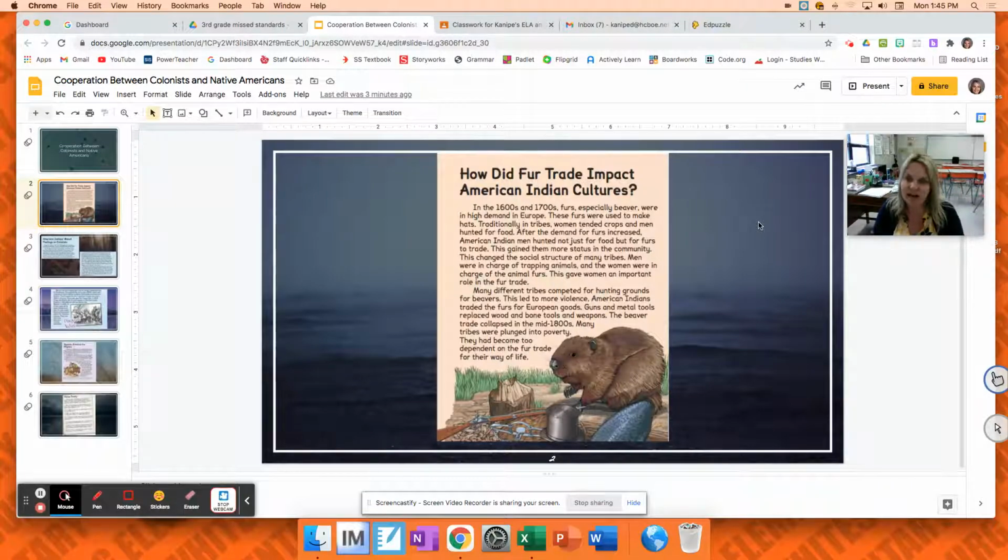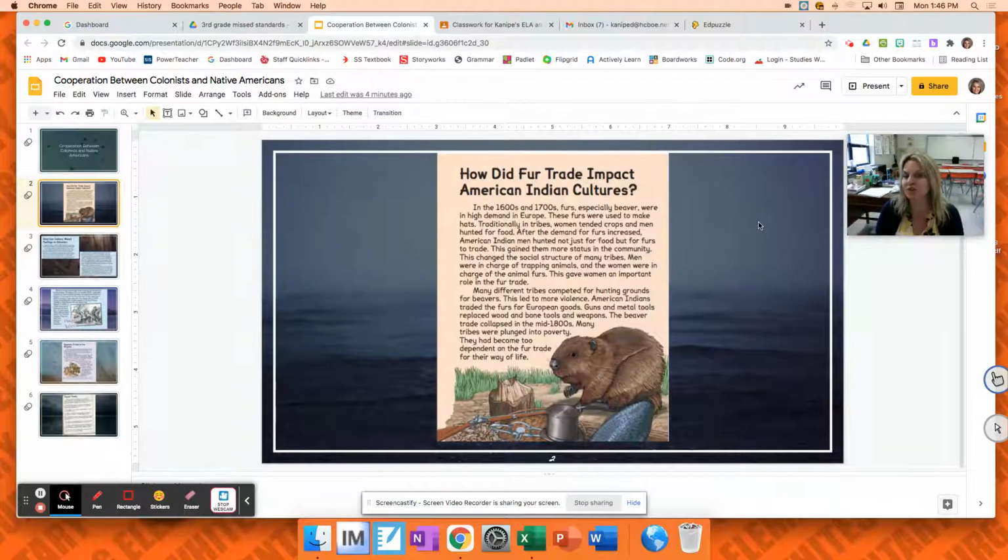Traditionally, in tribes, women tended crops and men hunted for food. After the demand for furs increased, American Indian men hunted not just for food, but for furs to trade. This gained them more status in the community. This changed the social structure of many tribes. It's going to change that whole structure of how their tribes would work.